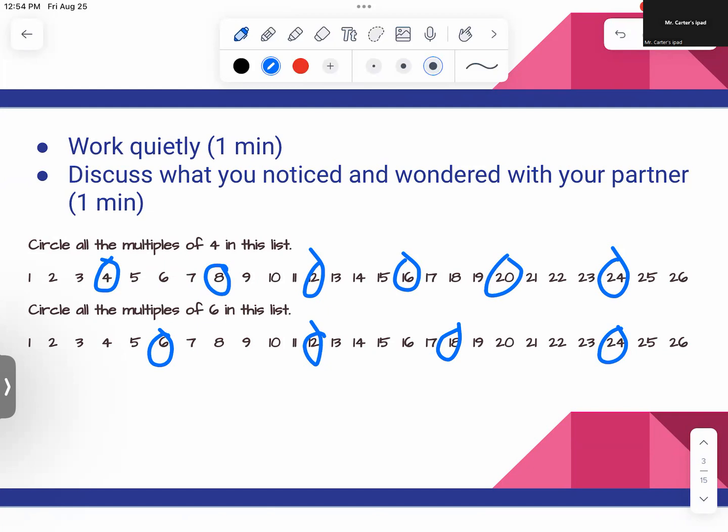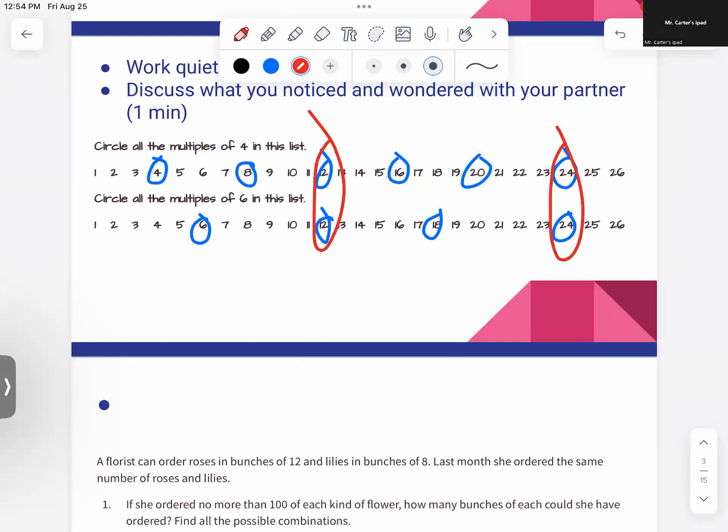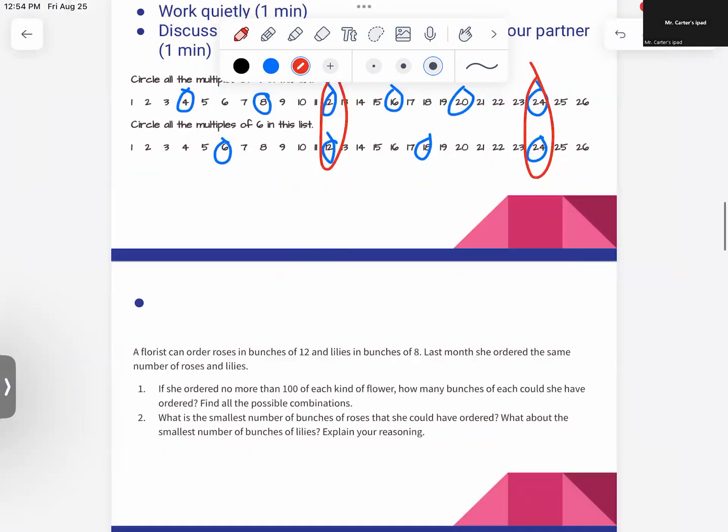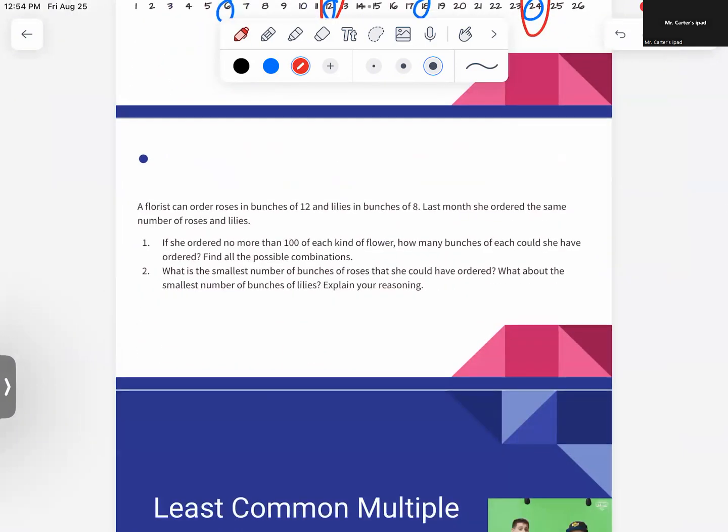So what you should notice here is obviously that 4, because you were counting by 4s, there's more of them there. And what you also should notice is that the first number we run into in both lists is going to be 12, although we have 12 and 24. So 12 and 24 are called common multiples, and 12 will be the least common multiple, the first one that shows up in both lists.